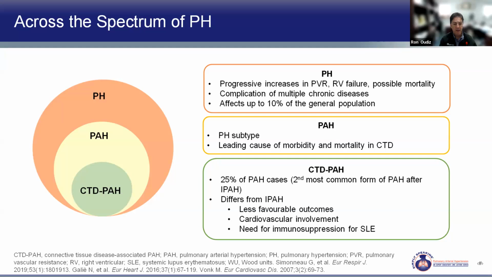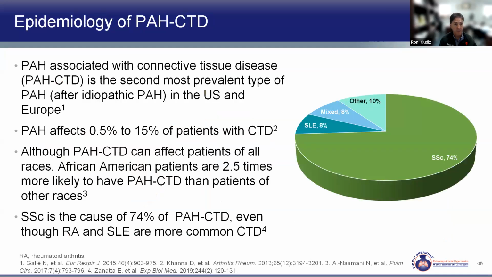And then the CTD PAH population, 25% of the cases overall, differs from IPAH in that the outcomes are worse. There's more cardiovascular involvement, and there's sometimes need for immunosuppression, particularly with patients who might have lupus, unlike this patient. This is the overall picture of connective tissue disease by one report or by several different reports. Most of them are limited scleroderma. There are some with SLE and mixed connective tissue disease. Of course, there's great variability depending on what center you're at, even geographically, where you're located.